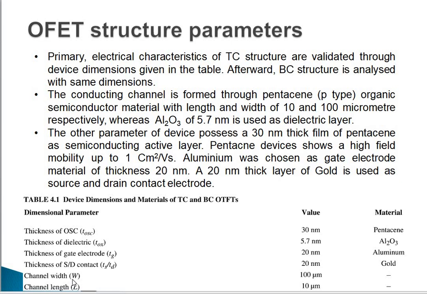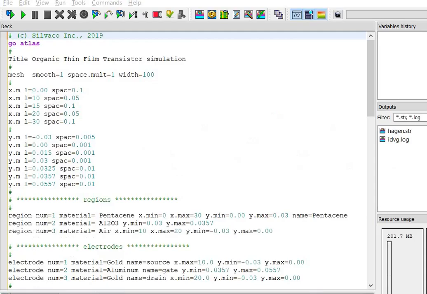Channel width 100 micrometer and the channel length 10 micrometer. This is the structure code of top contact organic field effect transistor, starting from the command go atlas. In the structure, first I defined the meshing in the x direction as well as the y direction.